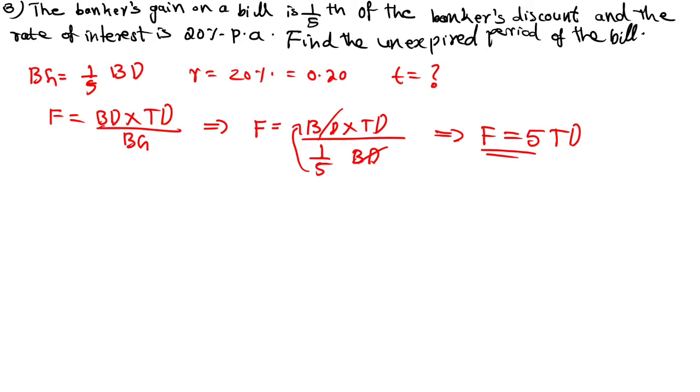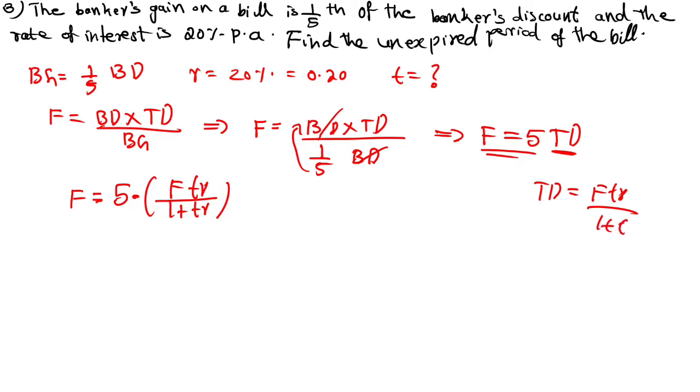Then again see, we have the formula, face value F is equal to 5 into, what is TD value? True discount. TD is equal to FTR divided by 1 plus TR. Okay, formula, right? Equal to 5 into TD formula. TD is equal to FTR divided by 1 plus TR. You can check the formula list. Now see, here F gets cancelled. So cross multiply, what you will get? 1 plus TR is equal to 5 into TR.